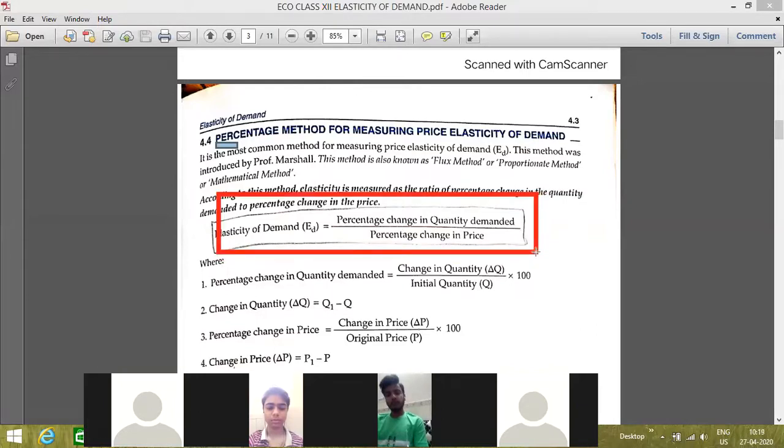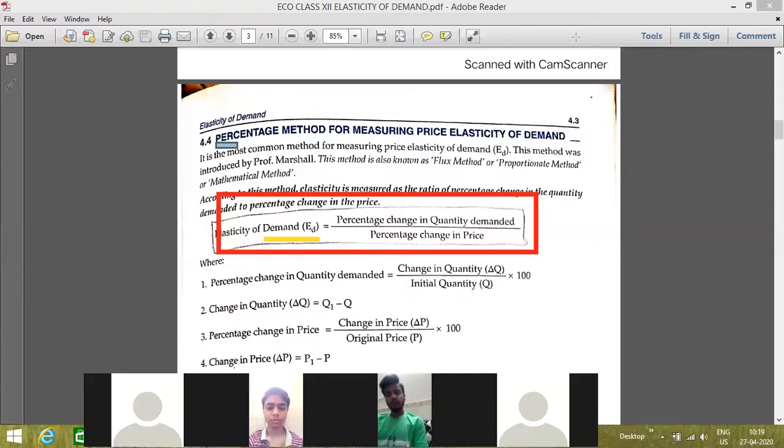Percentage change in quantity demanded divided by percentage change in price. What is it actually? First of all, in the formula, you can see this ED. Ye ED kya cheez hai? ED is basically the elasticity of demand. Here we are talking about elasticity of demand, means the value of the magnitude: if price changes by 10%, then by which percentage has the demand changed? So we are just talking about the magnitude only.